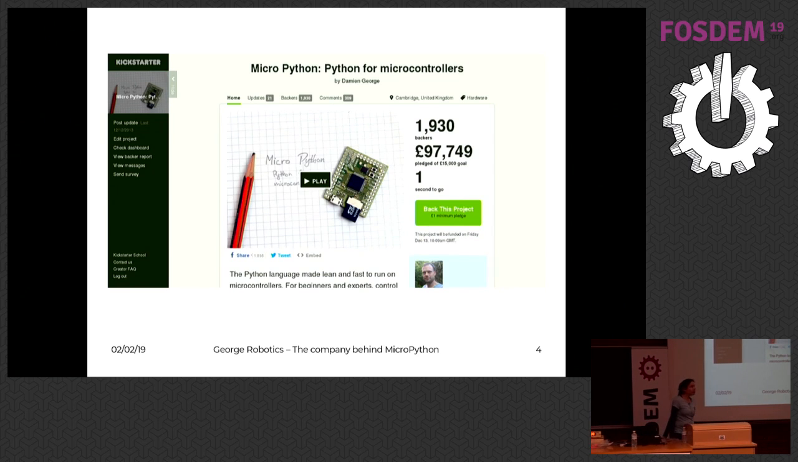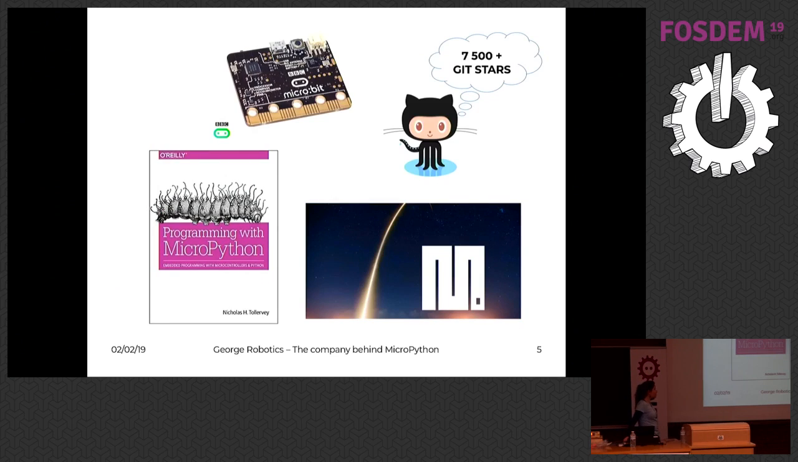MicroPython started about 5 years ago with a Kickstarter campaign. Damien George is the creator of it. He is an Australian physicist who was working at Cambridge at the time. He had the idea of putting Python on a microcontroller. So he ran this Kickstarter and it turned out to be quite successful. There was a lot of interest in having a high-level scripting language running to control low-level hardware. This was about 5 years ago, and since then a lot has happened.